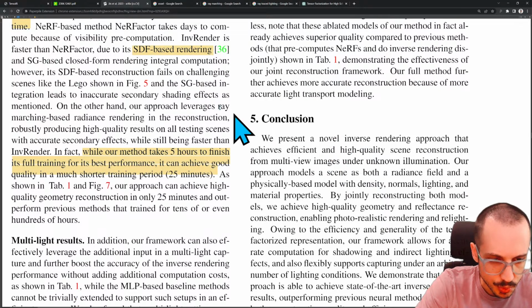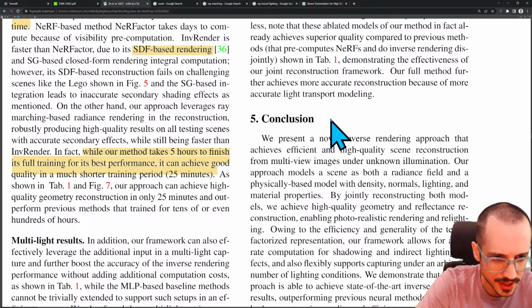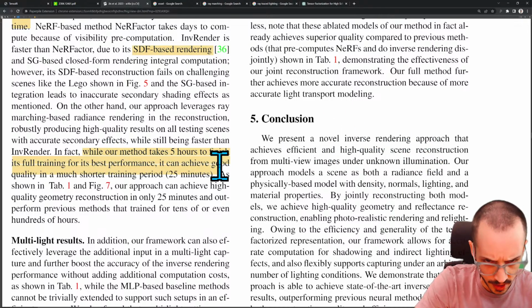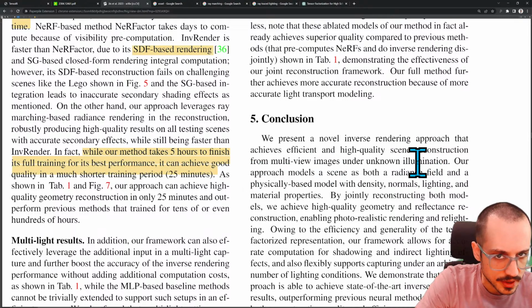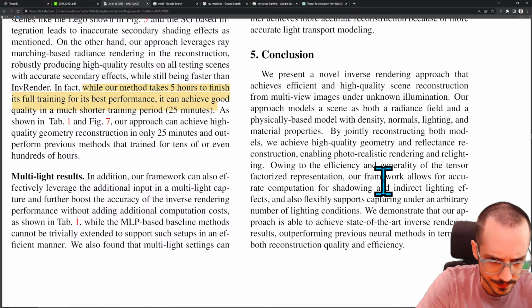Okay, conclusion. So we got to the end, guys. We present a novel inverse rendering approach that achieves efficient and high quality scene reconstruction from multi-view images under unknown illumination. Our approach models a scene as both a radiance field and a physically based model with density, normals, lighting, and material properties. By jointly reconstructing both models, we achieve high-quality geometry and reflectance reconstruction, enabled photorealistic rendering and relighting.